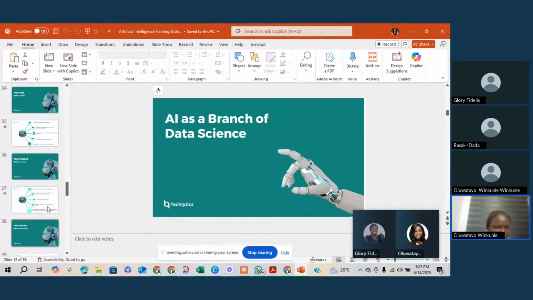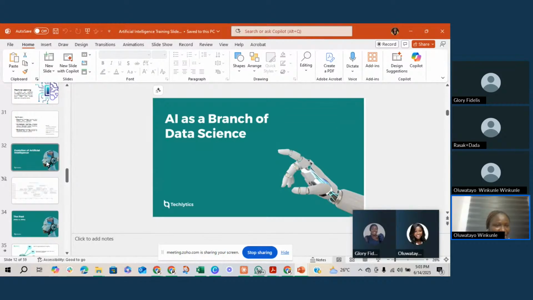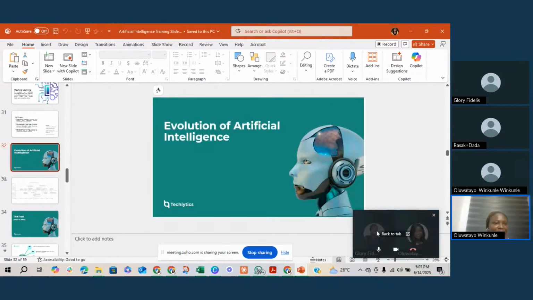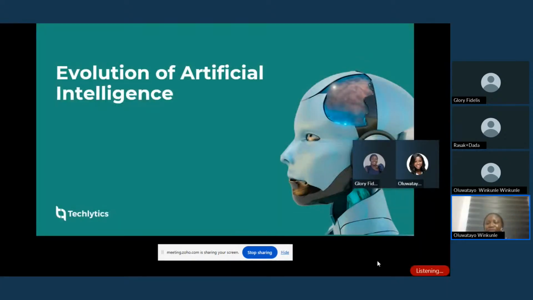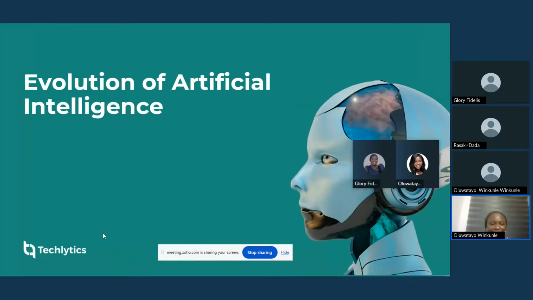Okay, let me quickly walk us through that history of artificial intelligence. Here we go. We'll walk through the past, the present, and the future. Then we'll dwell on the present, that is where we are today.